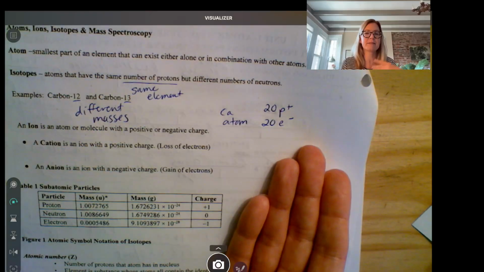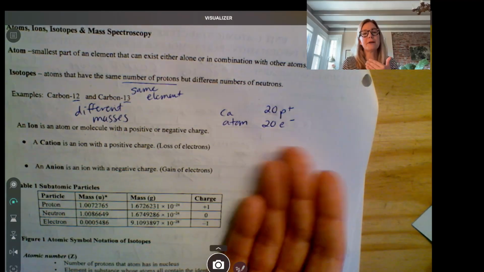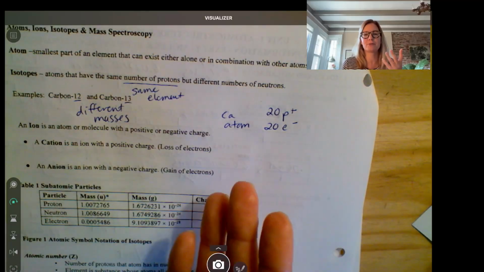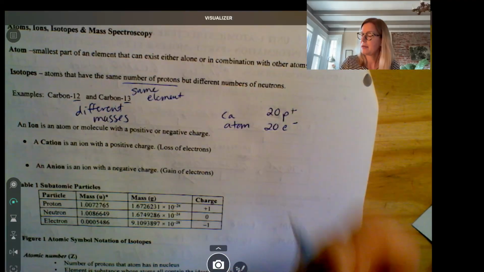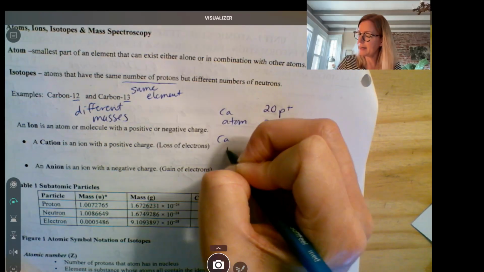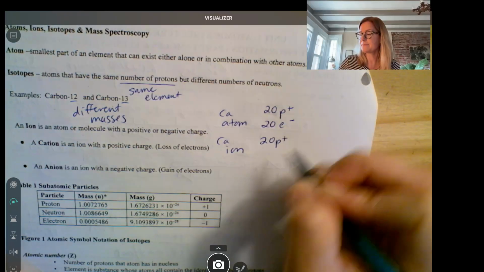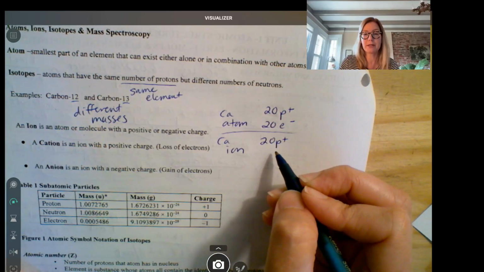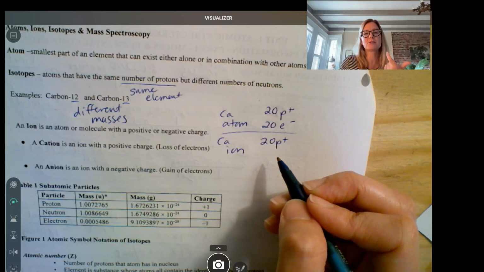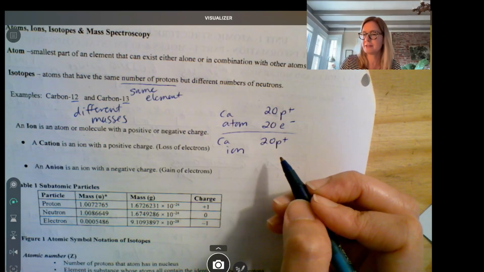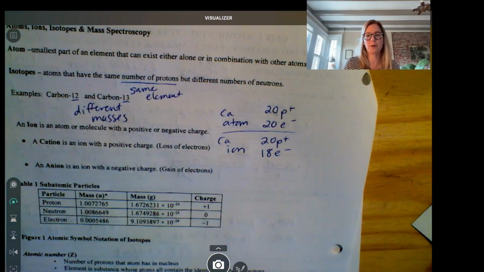So some calcium atoms have 19 neutrons, some have 20, some have 21, 22. Those neutrons affect the mass, but they don't affect the charge. Atoms are neutral because the number of protons equals the number of electrons. But let's say you have a calcium ion. A calcium ion is something like this. 20 protons, okay? It's calcium, it has 20 protons, but let's say it lost 2 electrons. Calcium tends to lose its 2 electrons in the outermost energy level, its valence electrons. So the electrons are down to 18, okay?